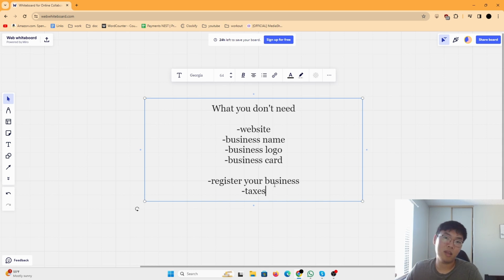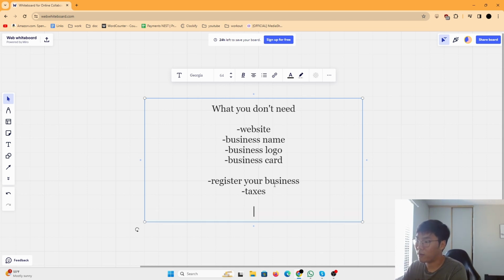Make money first, and then later down the line, worry about, okay, I need to start getting an accountant, talking with a CPA, whatever, and then figuring out my taxes. But yeah, this kind of stuff, don't need to worry about.